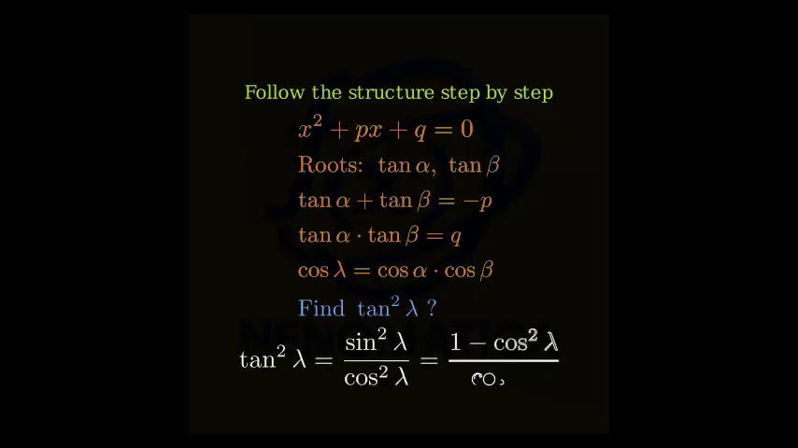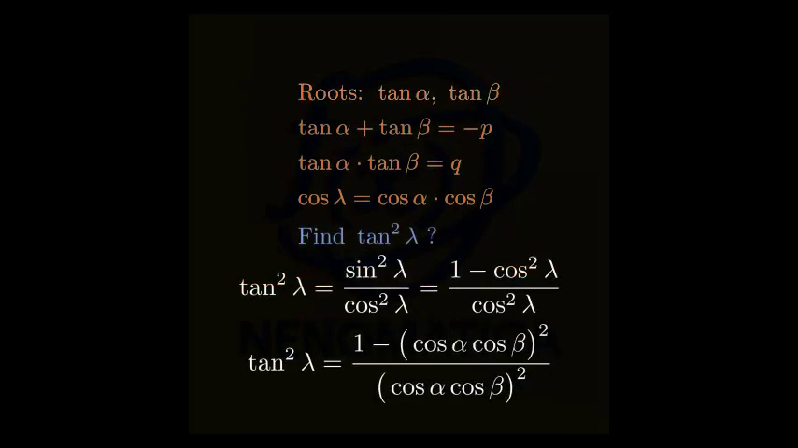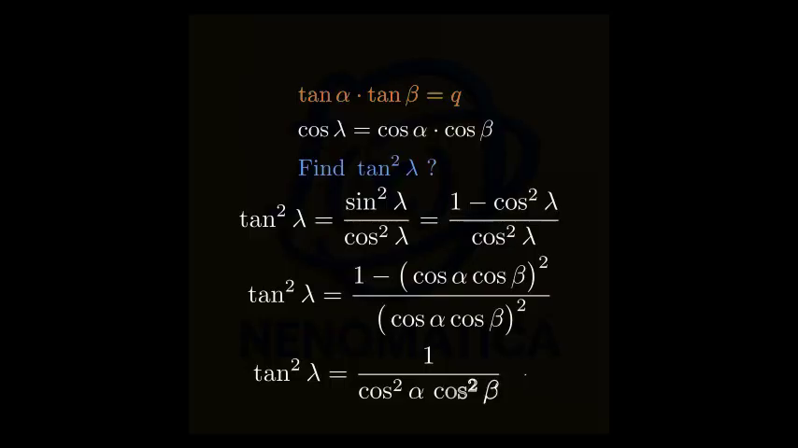Step 1. Start from the identity tangent squared lambda equals sine squared lambda divided by cosine squared lambda. Write that also as 1 minus cosine squared lambda all over cosine squared lambda. Step 2. Substitute cosine lambda equals cosine alpha times cosine beta. That gives 1 minus cosine squared alpha cosine squared beta over cosine squared alpha cosine squared beta. Step 3. Split the single fraction into two simpler pieces. It becomes 1 divided by cosine squared alpha cosine squared beta, minus 1.